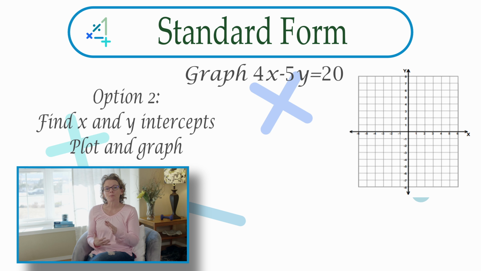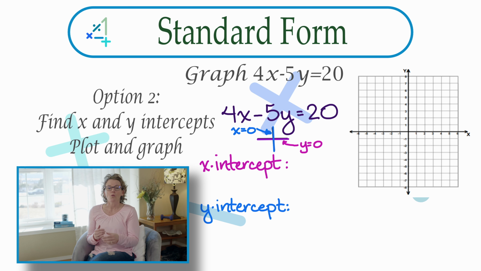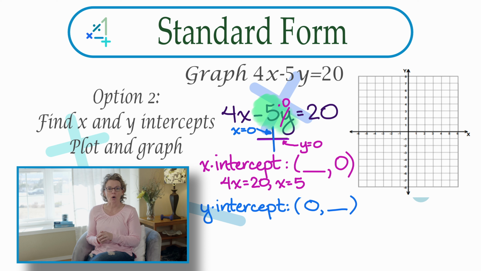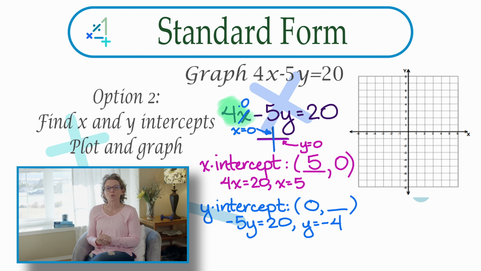Taking our 4x minus 5y equals 20, I make the beginning of two points, one with x equals 0 and then the other with y equals 0. More algebra. Put 0 in for your y and solve for x. What's cool about setting things equal to 0 is that they go away. 4x equals 20. x equals 5, so my x-intercept is (5, 0). I set x equal to 0 to get my other point, negative 5y equals 20.